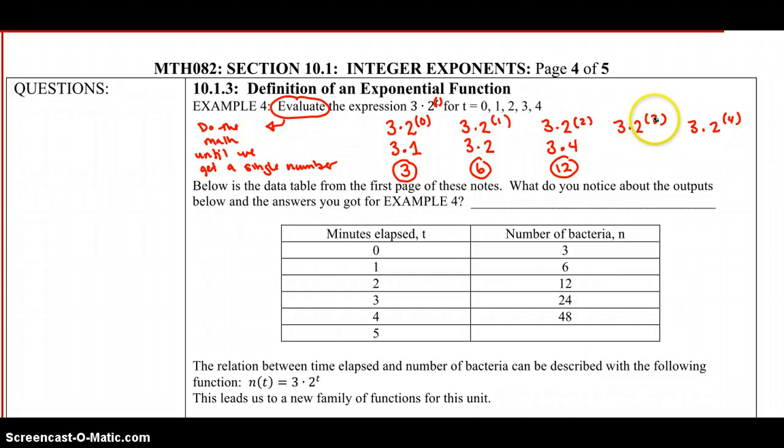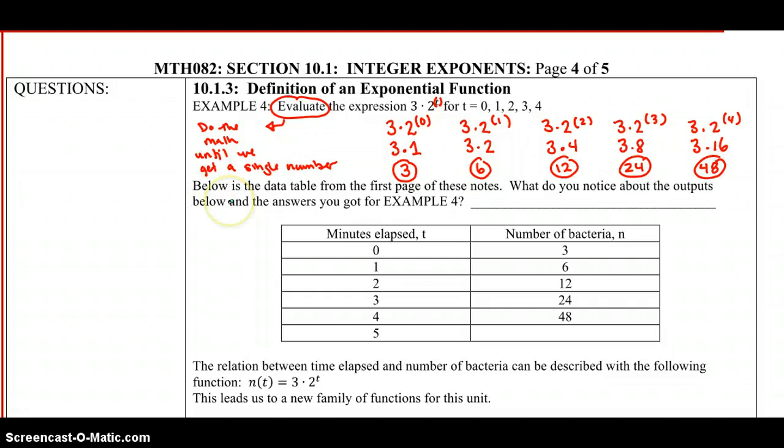2 cubed means we have 3 factors of 2 all being multiplied together, so 2 times 2 times 2, which is 8, and 3 times 8 is 24. And finally 2 to the 4th, so 4 factors of 2 all multiplied together, so we have 2 times 2 times 2 times 2, which is 16, and 3 times 16 is 48.